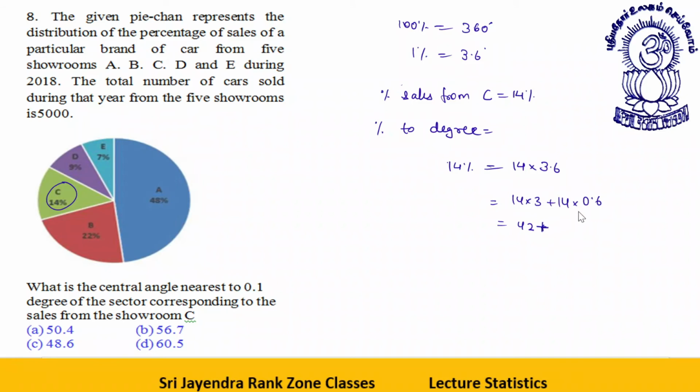14 into 0.6 is 8.4 degree, that is 50.4 degree, which is the option. Option number A is your answer. I hope I am clear to everyone so far. You can have a look at this question before I proceed further.